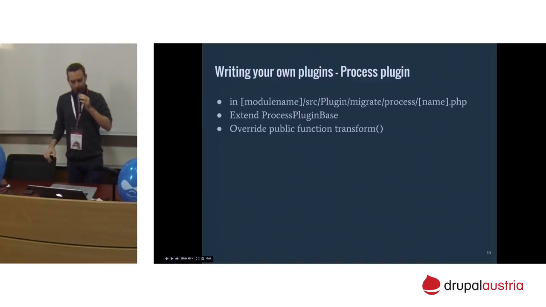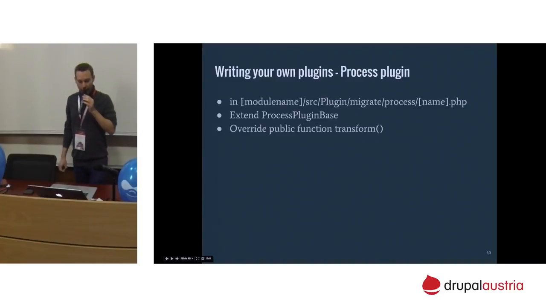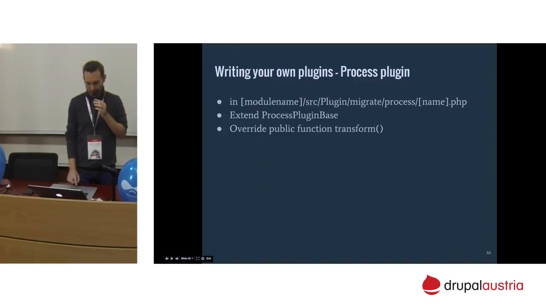Pretty much the same principle to write process plugins. It's also a plugin. You put it in the appropriate place in your module structure, and you extend the process plugin base class, and you're good to go. You would override the public function transform, which would get the raw data that is retrieved from the source. You do some stuff with it, you return it, and then it moves on to the destination.